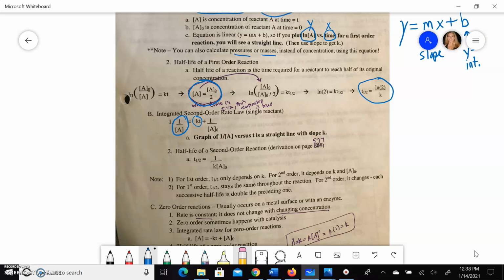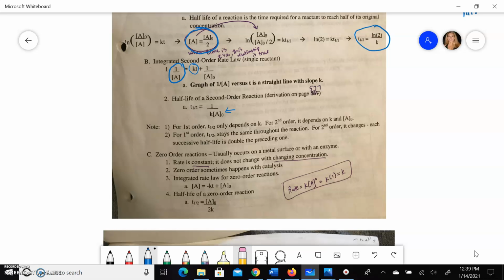And then they're also giving you the half-life equation. Notice that this one has concentration of A. The initial concentration of A is actually involved in the half-life equation. So there's one more variable in this one than there was in the first order. And that's kind of what this next part is saying. Note that for the first order, half-life only depends on K, but for second order, it depends on both K and the initial concentration of A. And also for first order, the half-life will stay the same throughout the whole reaction because all it depends on is K, whereas for second order, it's going to change, and each successive half-life is double the preceding one.